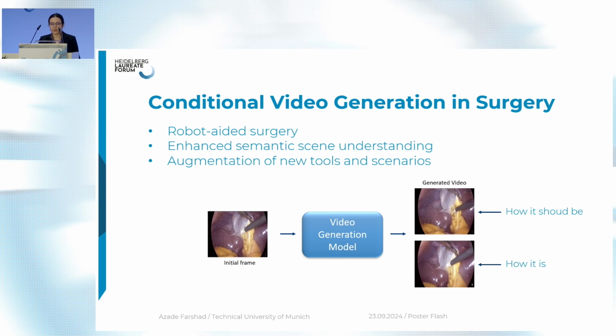robot-assisted surgery. Although these models have shown impressive results in the general domain, when we first tried applying them to surgical data, we faced a challenge. As you can see in the example provided on this slide, the model mainly relies on the visual information in the image, and it does not adhere to the action provided as a condition.